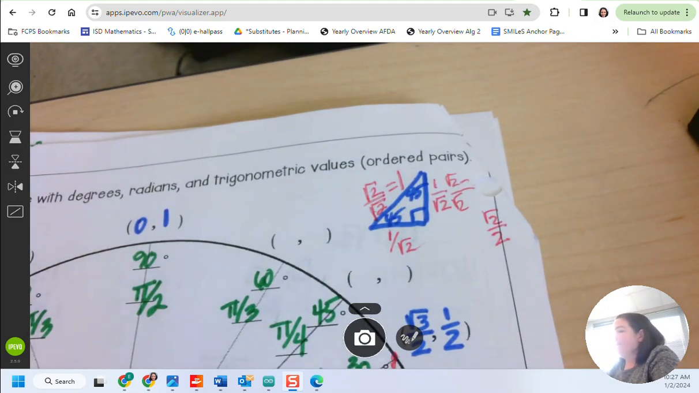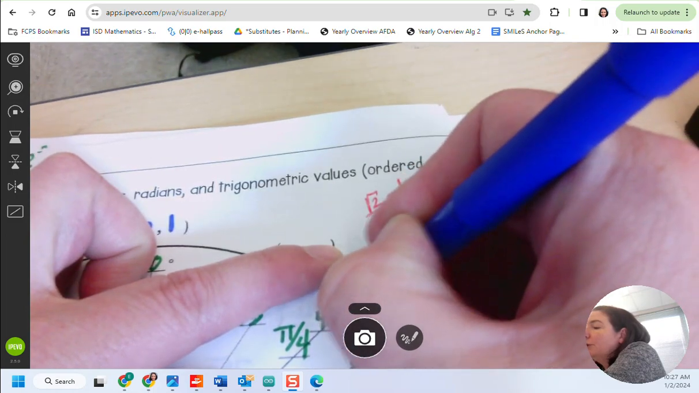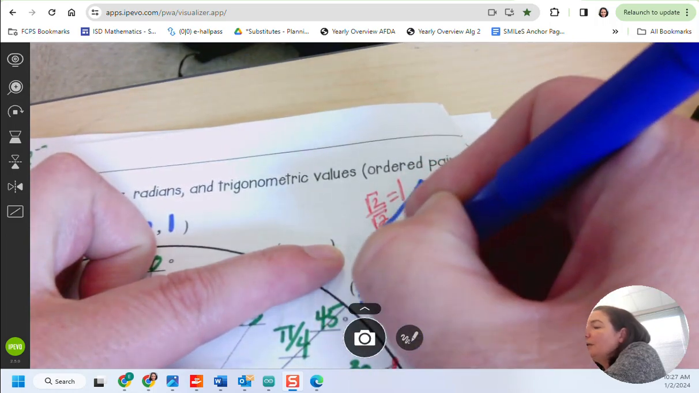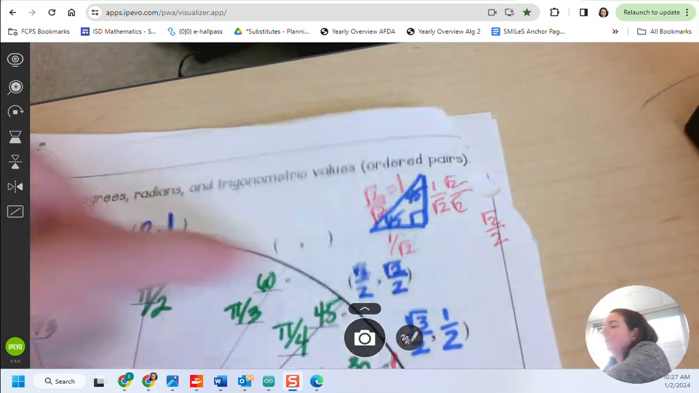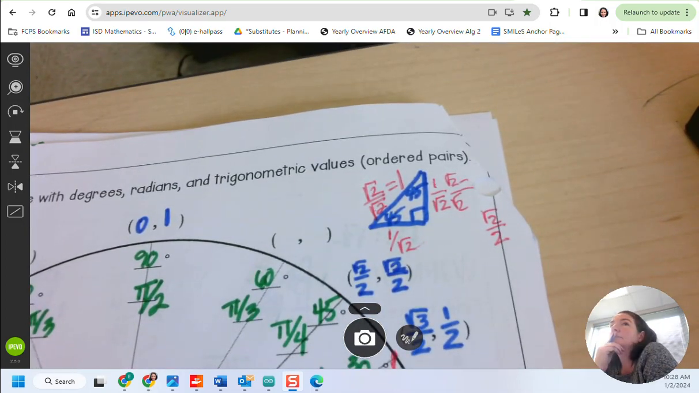So the x-coordinate is root 2 over root 2. Sorry, root 2 over 2. And the y-coordinate is root 2 over 2. Questions about the 45-degree one?